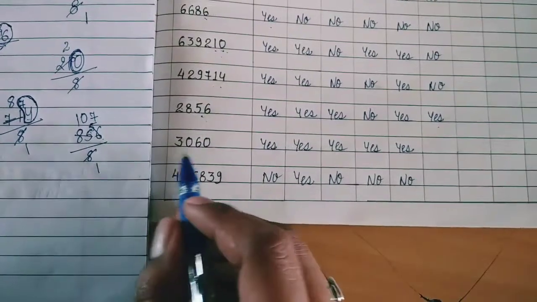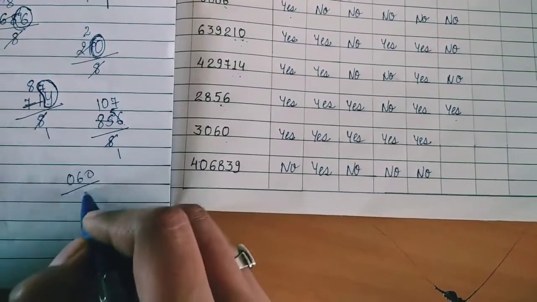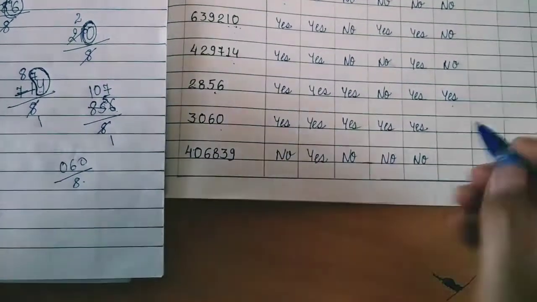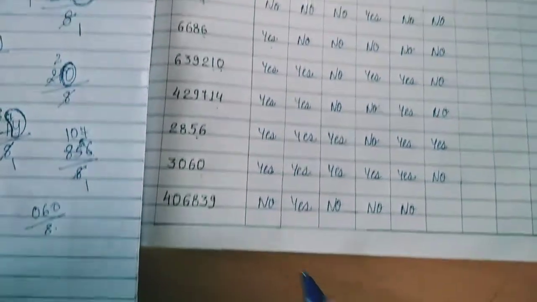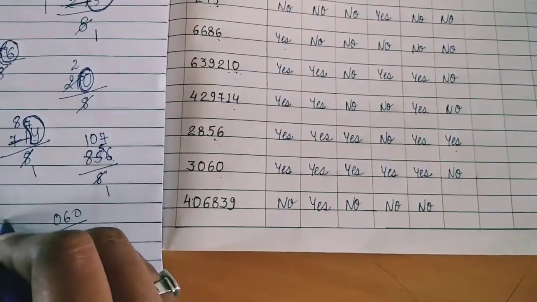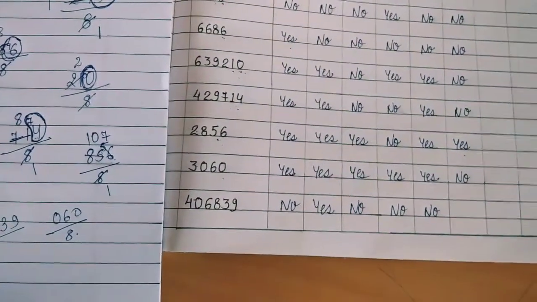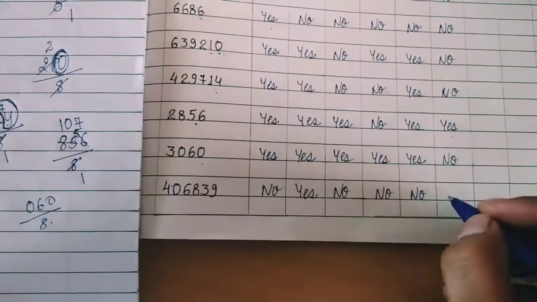Then the next number is 3060. So the last 3 digits are 060. Is it divisible by 8? No. So the complete number is not divisible by 8. Then the last number is 406839. It has 839 as the last 3 digits, that is not divisible by 8. So here no.